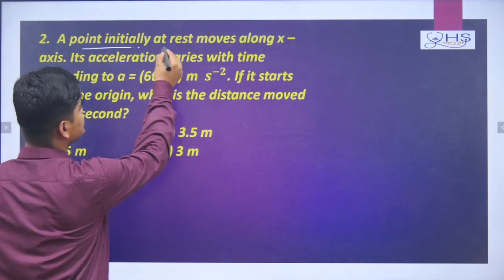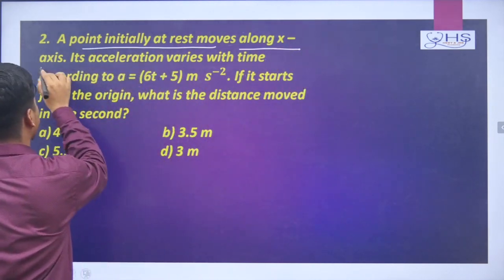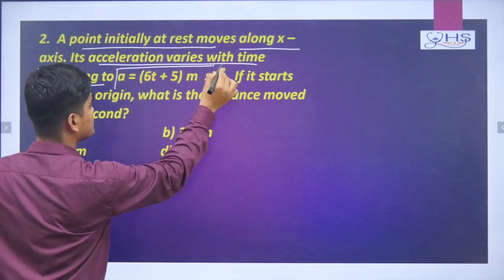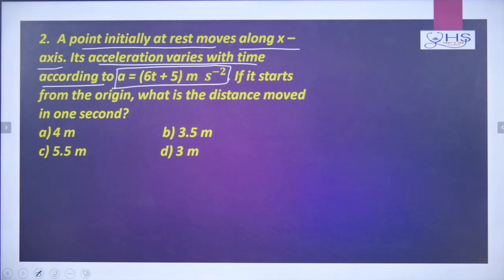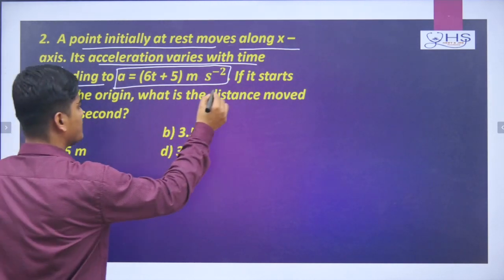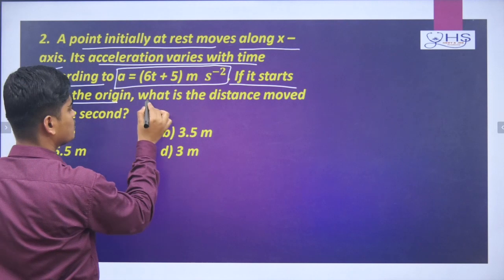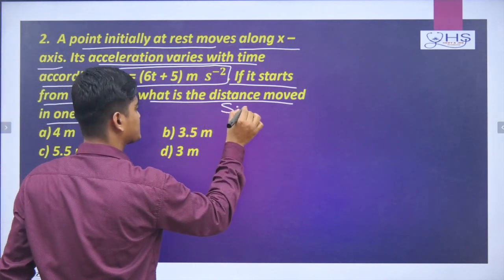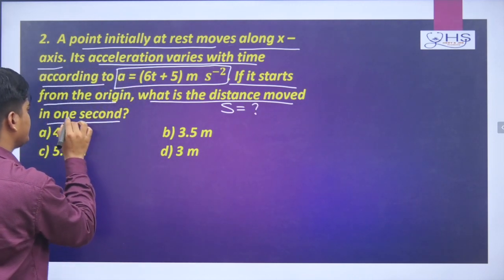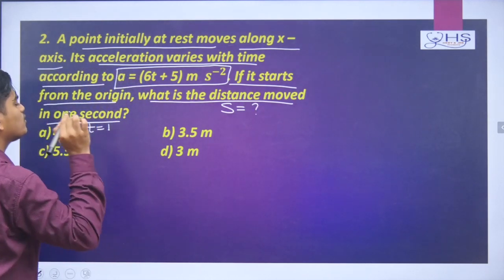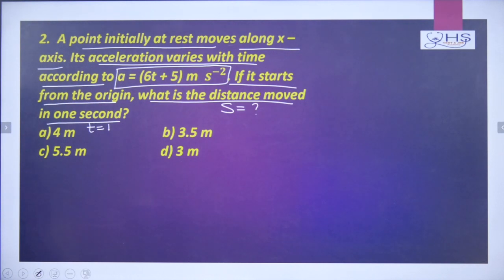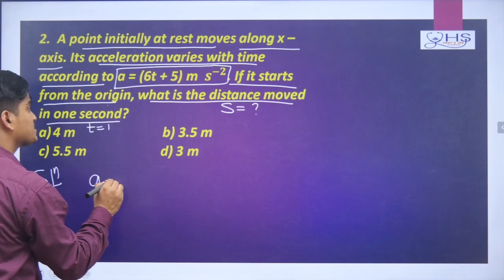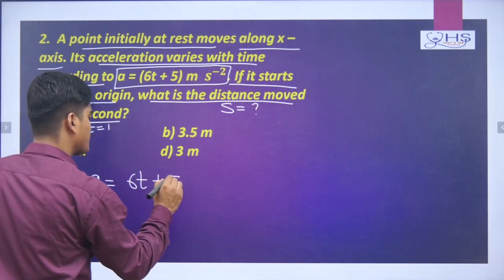A point initially at rest moves along x axis, its acceleration varies with time according to what? Now acceleration given here is 6t plus 5 meter per second square. Now if it starts from the origin, what is the distance moved in 1 second? So here they are asking what? They are asking the distance or displacement, and here 1 second means t equal to 1. So time is given as 1, and what is given? Given is acceleration. Now solution, check. So acceleration is given here 6t plus 5.